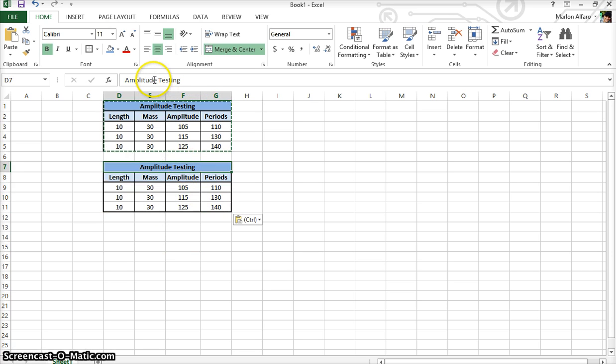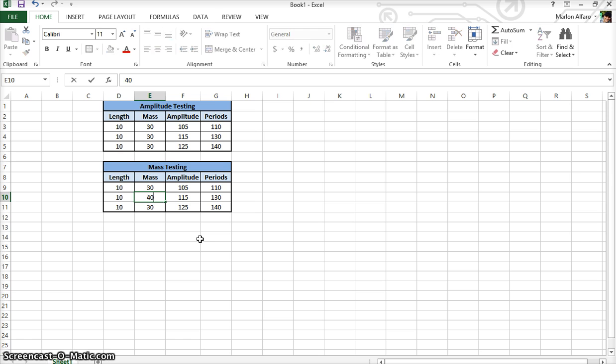So this is amplitude testing, and now I'm just going to copy this table, and on this one I'm going to do mass testing. Now for your mass testing, that means your mass should be changing, so I'm going to change this to 40 and to 60, and that means your amplitude should be the same. And let me change these periods so they look different.